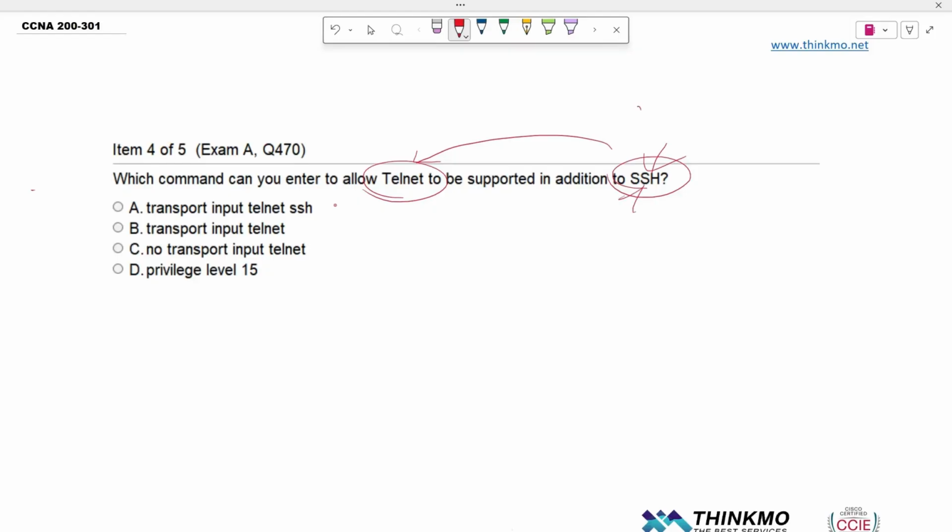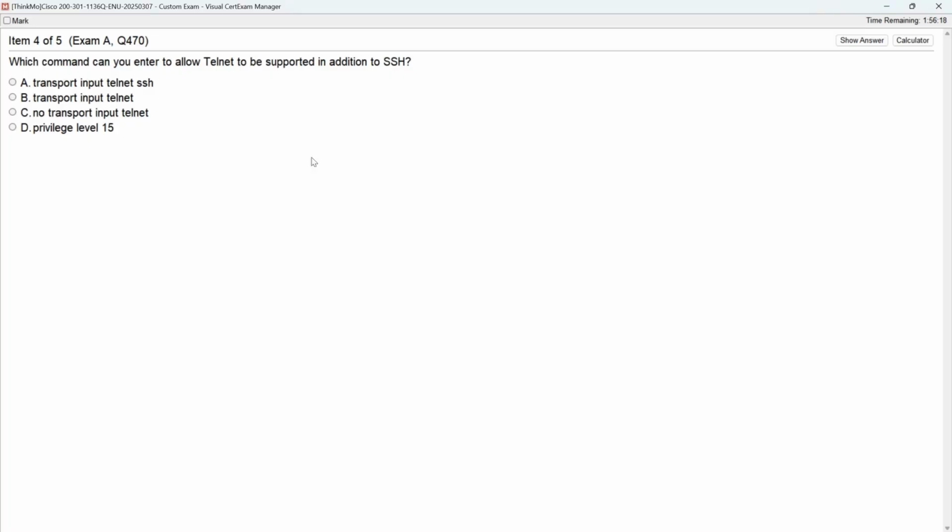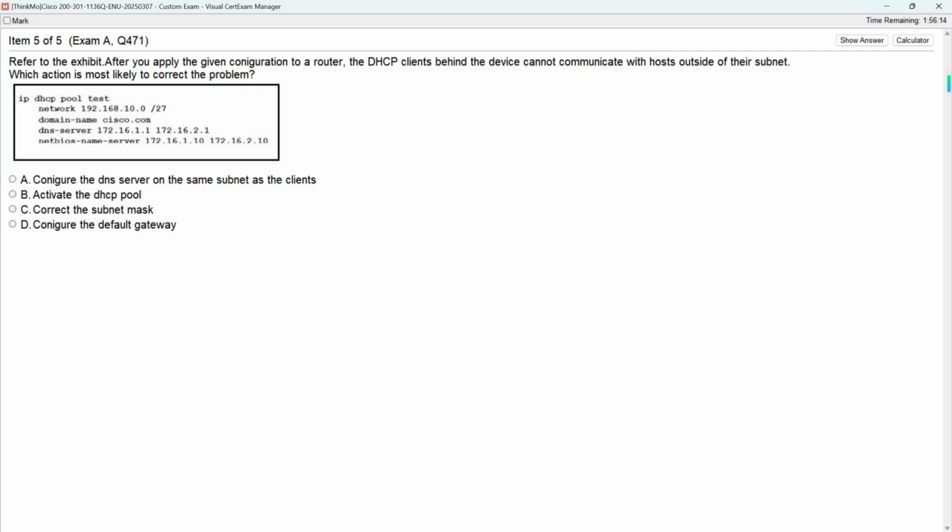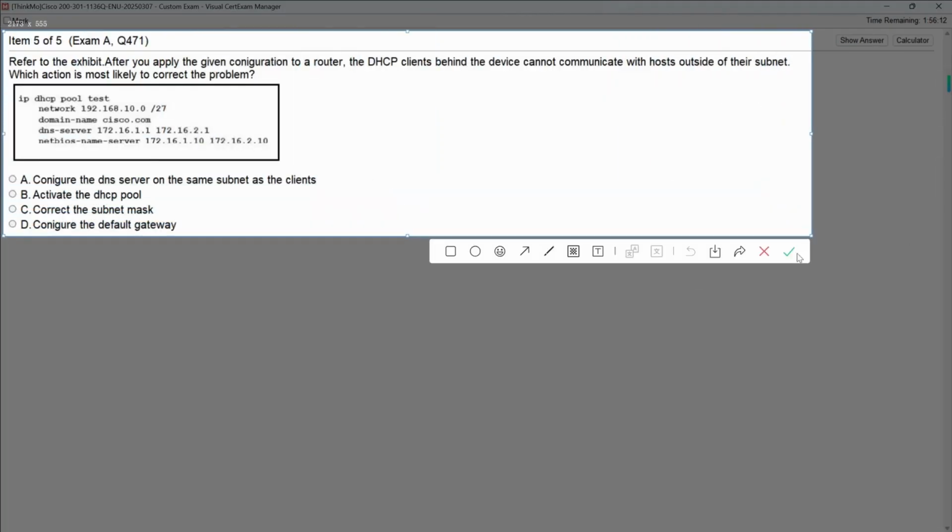In other words, after configuring which particular command, can both the secure SSH protocol and the less secure telnet protocol be used simultaneously for access? It must be the command transport input telnet ssh. Therefore, the correct answer to this question is option A. All right, let's look at the next question.